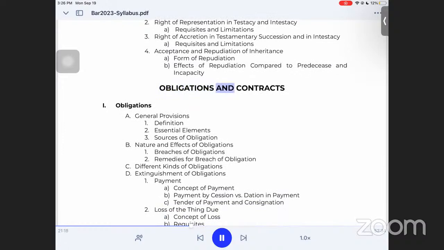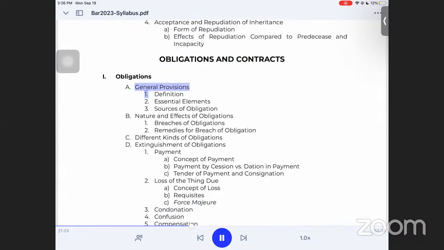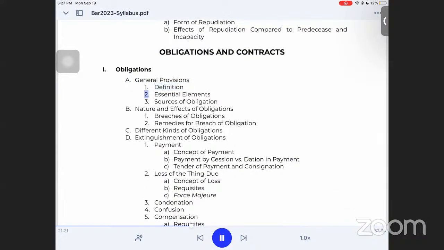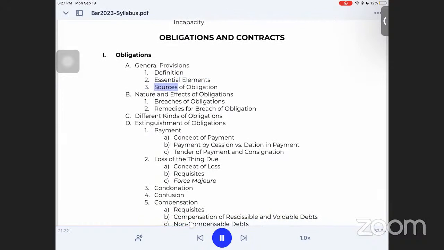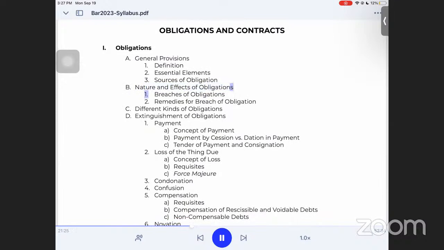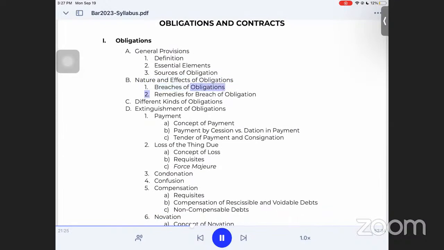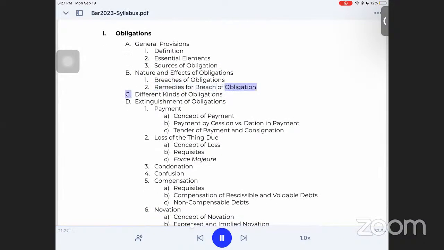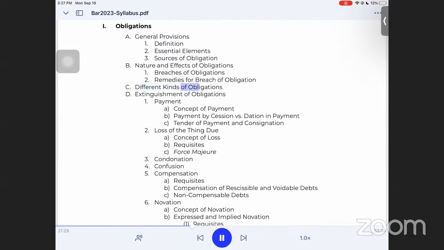Incapacity. Obligations and contracts. A. General provisions. 1. Definition. 2. Essential elements. 3. Sources of obligation. B. Nature and effects of obligation. 1. Breaches of obligations. 2. Remedies for breach of obligation. C. Different kinds of obligations.